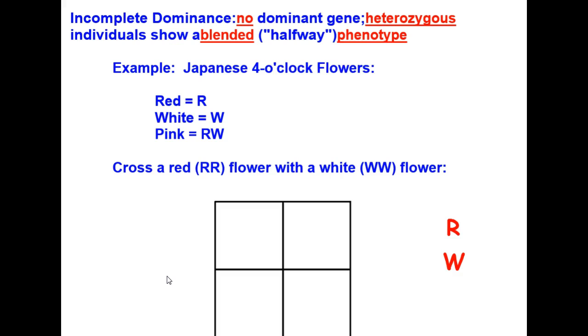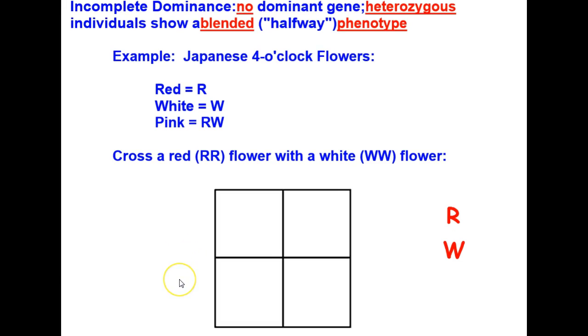The most popular example in genetics for this is the Japanese 4 o'clock flowers, which have red, which will be capital R for us, white, which will be capital W, and if crossed with red and white, we get a blend of a halfway phenotype, which would be pink. Notice that all the letters are capital. There are no lowercase letters when dealing with incomplete dominance.